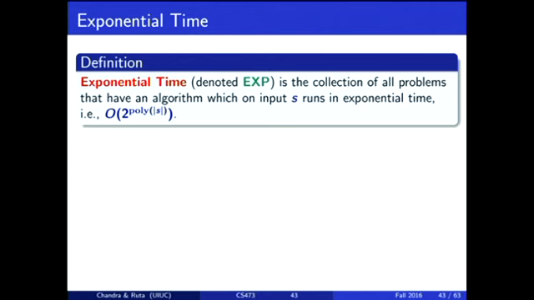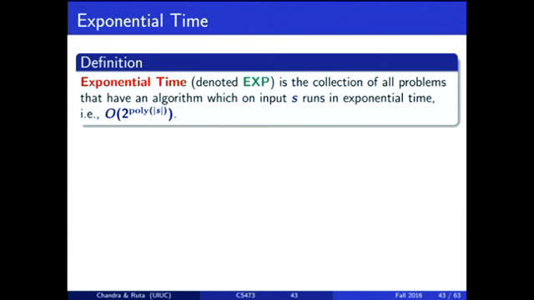I can try all possible assignments, right? And check each of them. Yeah? Why is independent set in exponential time? I can try all possible subsets and check if any of them is right. Yeah? Okay. So what is exponential time?